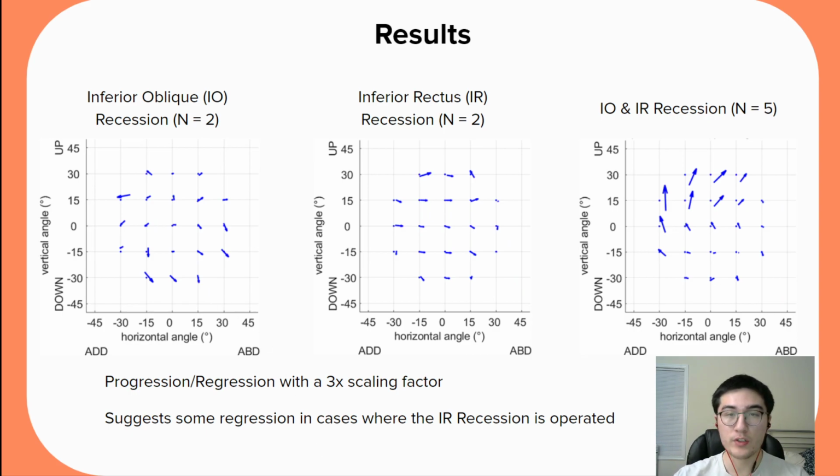Finally, we looked at post-surgery results for patients who came back 3 to 7 months from the date of their surgery. These all were scaled up by 3 times, so progression, especially on the IO and IR group, are a little misleading, but the main thing observed was the tendency for IO recession patients to see further correction towards the ideal position.